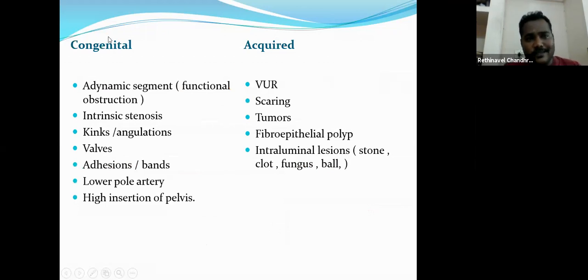So the causes can be classified either as a congenital cause or acquired cause. Another one is intrinsic and extrinsic. These are not much more important for exam purpose. Just remember there is a congenital cause and another one is acquired cause. Congenital, where there will be a functional and adynamic aperistaltic segment of the ureter due to intrinsic stenosis, kinks, angulations, adhesions, lower pole artery, and high insertion of the ureter into the pelvis. High insertion means normally the ureter will join in a different position, but here the ureter will go and join above in the pelvis. That is called high insertion of the ureter. Acquired means PUJ stone, tumor, and fibroepithelial polyp. Not much more important. This is one way of classifying causes, either congenital or acquired.